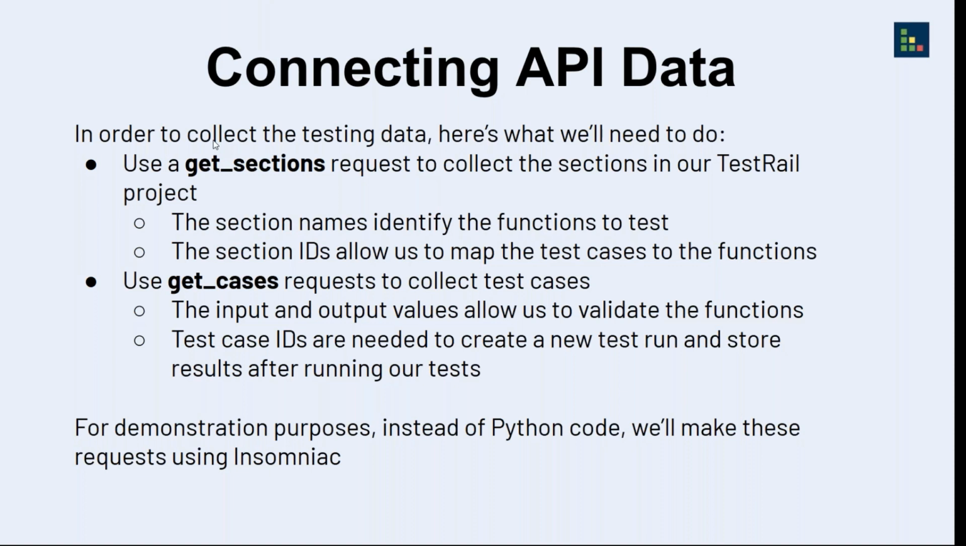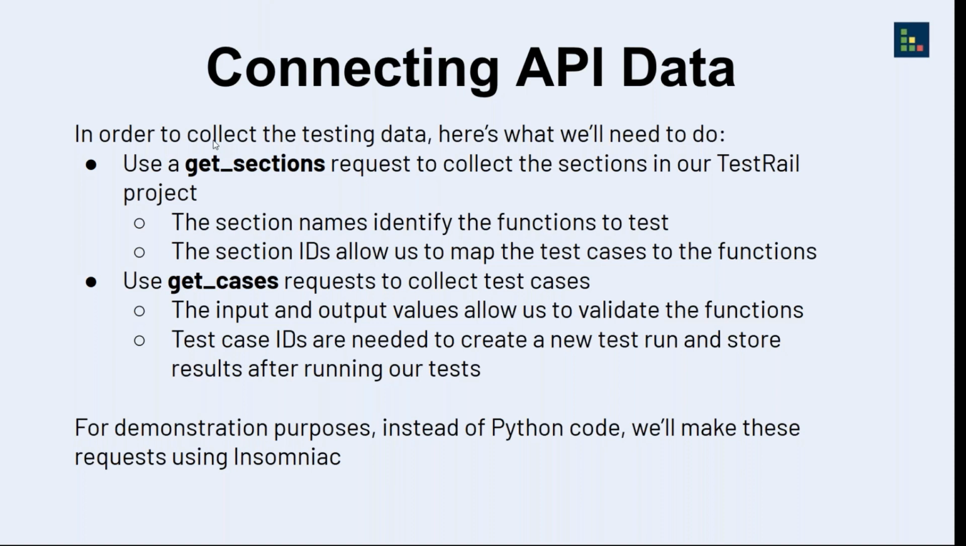We'll then use get cases requests to collect the test cases. The input and output data from these test cases is what we're really interested in. This data will allow us to validate the functions. So we pass that input and output data to our function, compare it to the output, and we'll know whether or not our test passed. So these test case IDs are needed to create a new test run and then store results after running our tests.